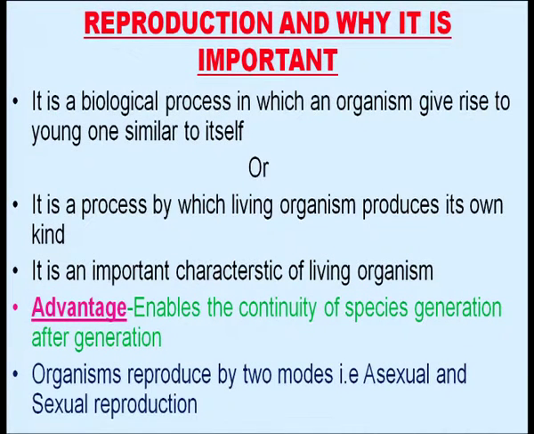First of all, what is reproduction and why is it important? It is a biological process in which an organism gives rise to a young one which is similar to itself, or it is a process by which a living organism produces its own kind. It is a very important characteristic of living organisms. And what is the advantage of reproduction? It enables the continuity of species generation after generation.